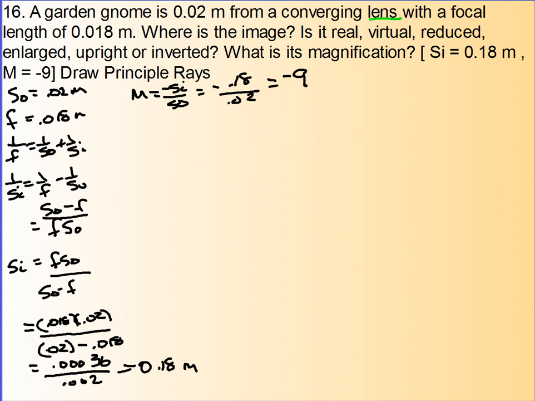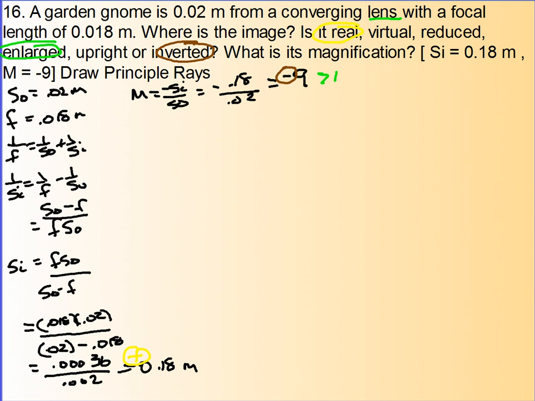So let's see. The magnification is negative, so it's inverted. The magnification is greater than 1, so it is magnified, enlarged. S_i is positive, so it's real.